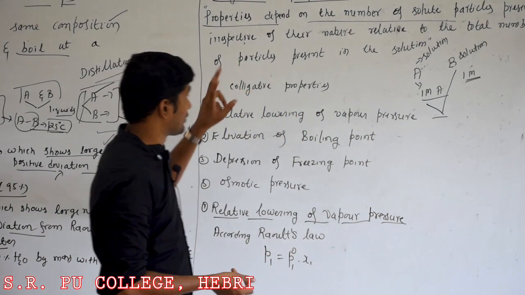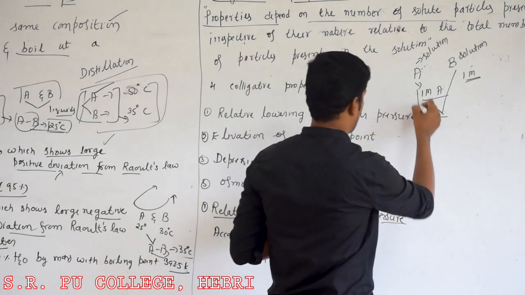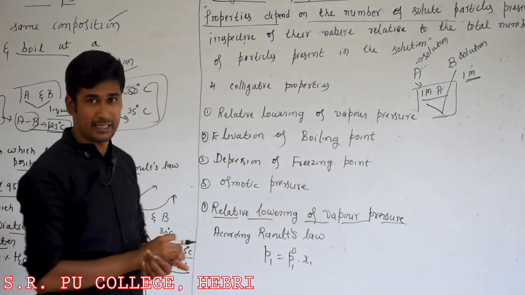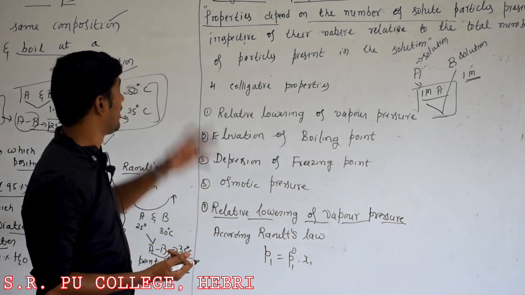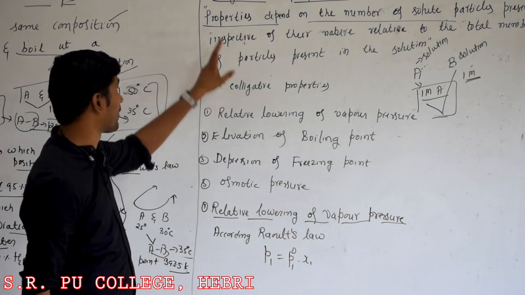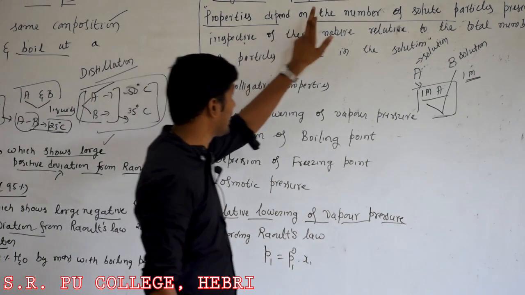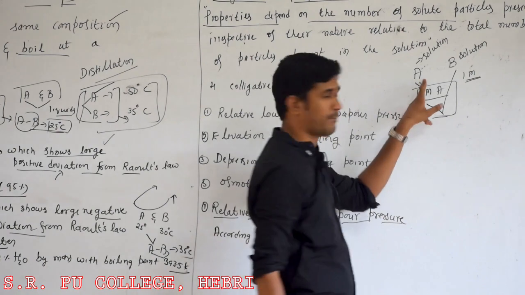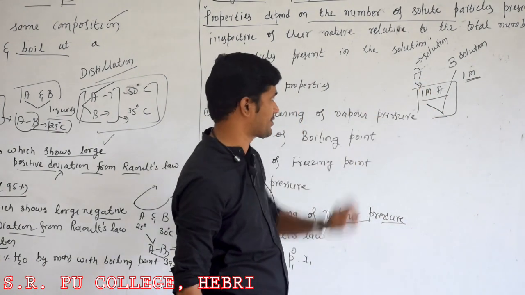So these types of solutions show some similar characteristics in some of their properties. Those types of properties are known as colligative properties. Colligative properties depend on the number of solute particles, irrespective of the nature of the solute particles present in the solution.